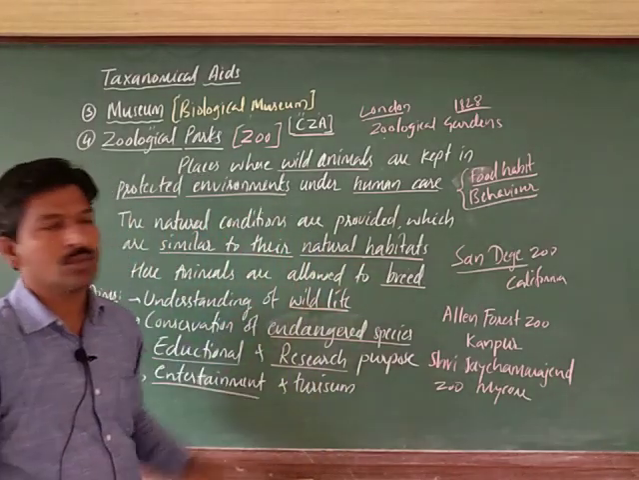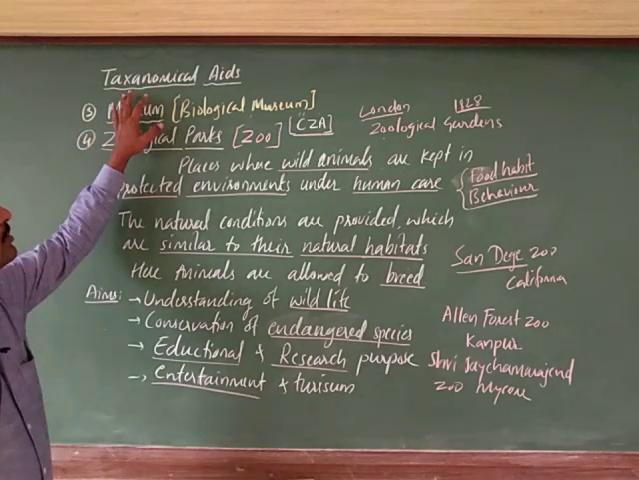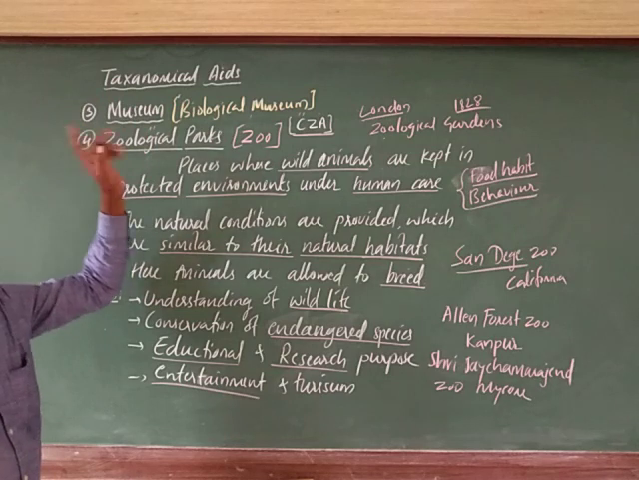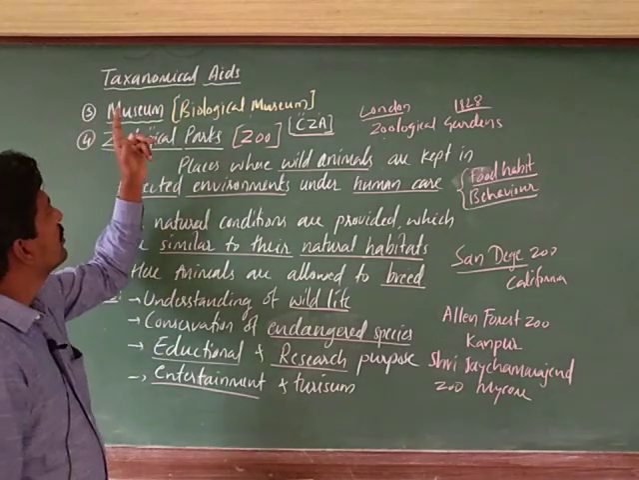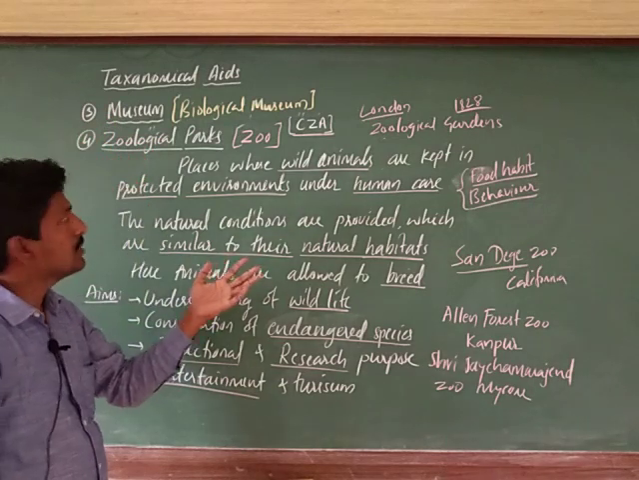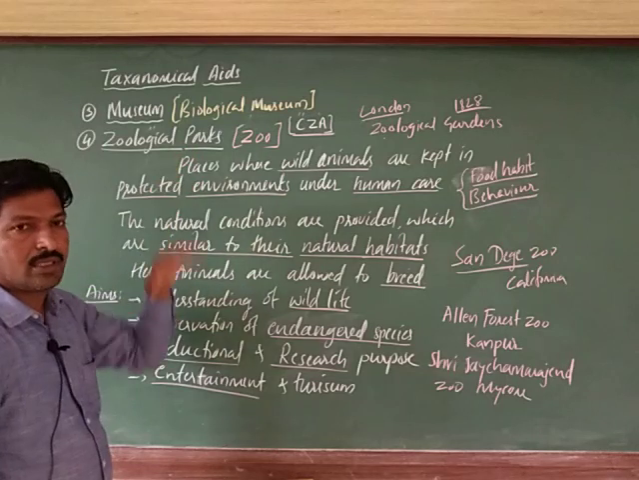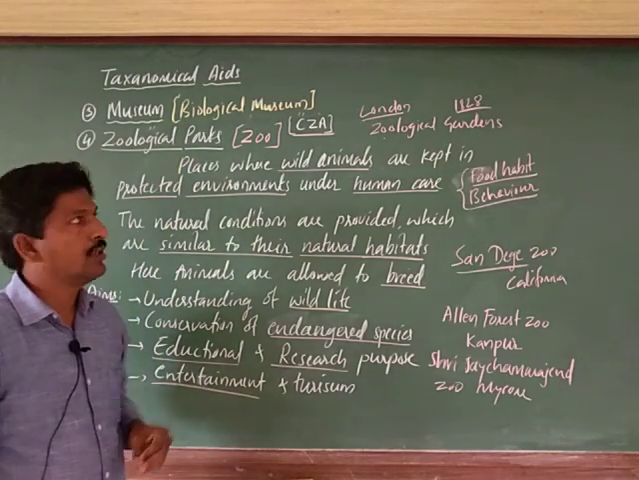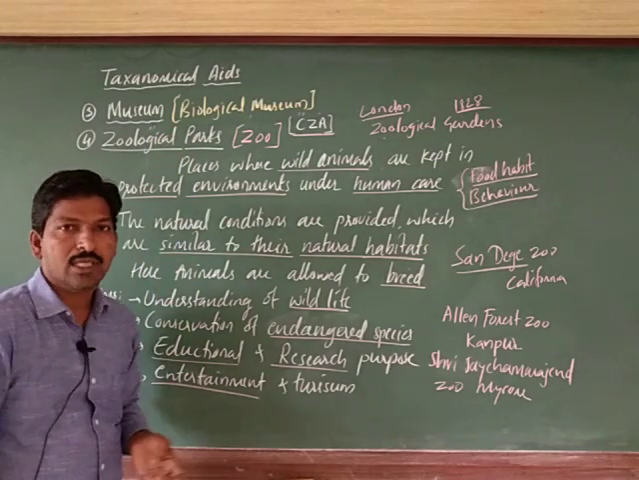Many zoos are there. So we discussed taxonomical aids: first herbarium, next botanical gardens, and next museum and zoological parks. Next, key and some other taxonomical aids we will discuss in the next video.